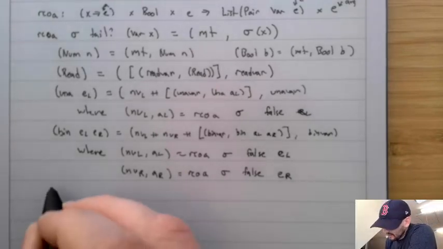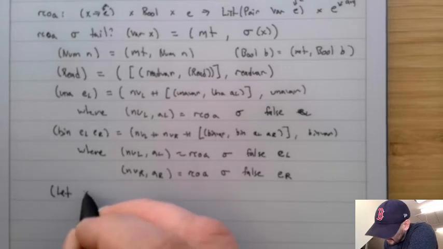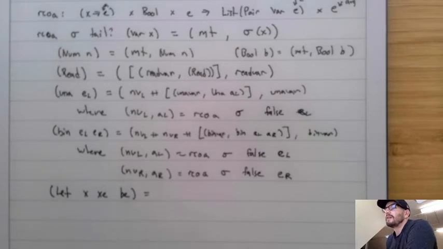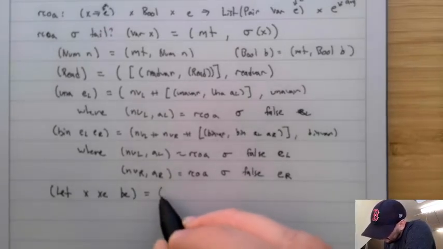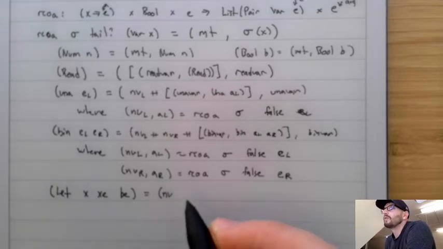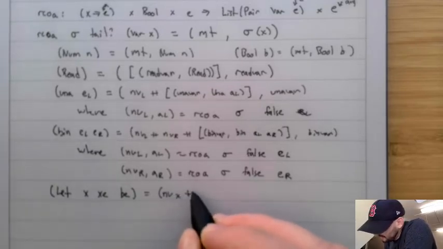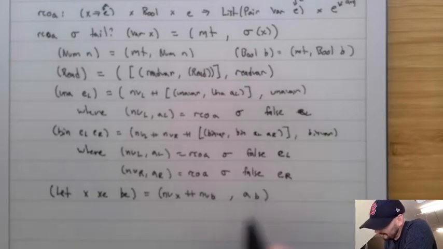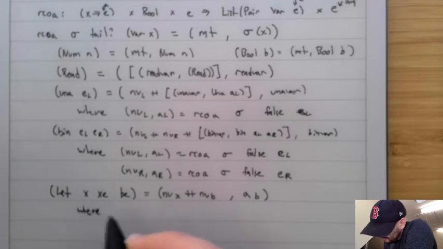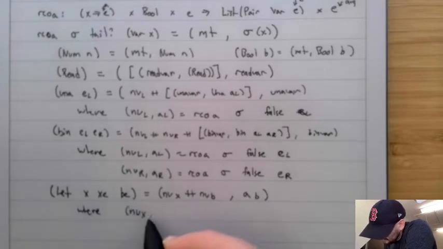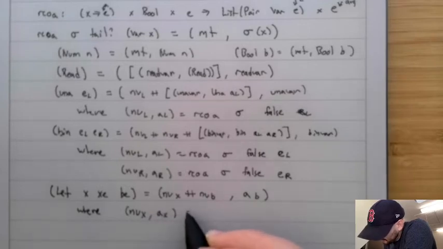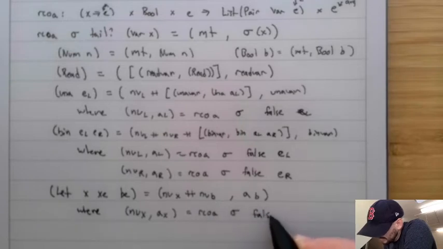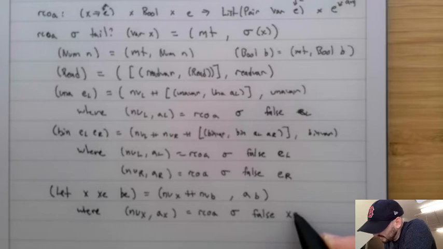We'll do lets next. So suppose we have a let where we have x, xe, be. Then what do we do here? Well, here we're going to have the new variables for the x and the new variables for the body. And then we're going to have the argument for the body, where the new variables for the x and the argument for the x are calling RCOA on row and false, because this is not in tail position, on the xe.